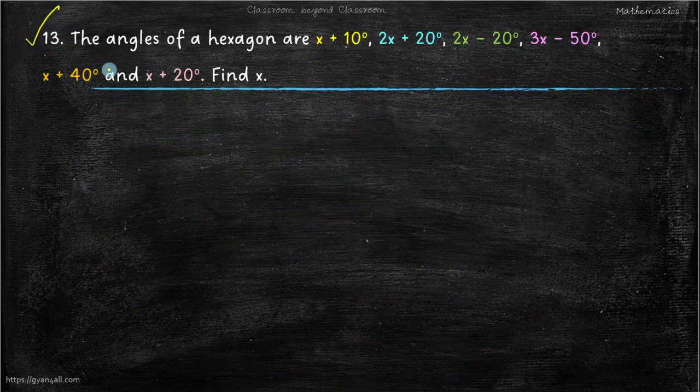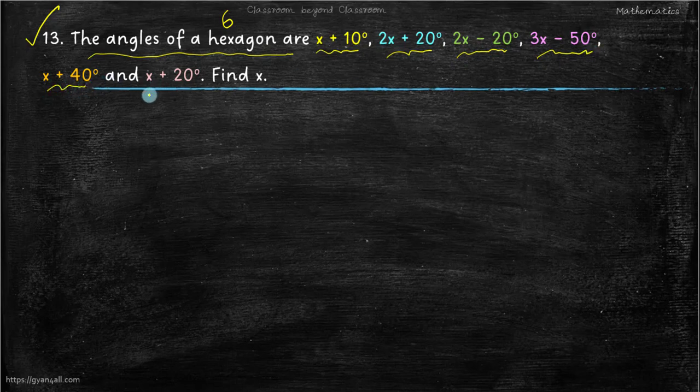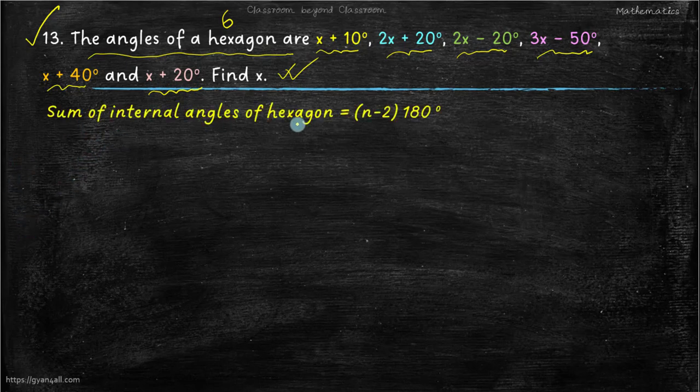Exercise number 13. The angles of a hexagon, n equal to 6, are x plus 10, twice x plus 20, twice x minus 20, thrice x minus 50, x plus 40 and x plus 20 degrees. We have to find the value of x. The sum of the internal angles of a hexagon is equal to n minus 2 into 180 degrees, that is 6 minus 2 multiplied by 180 degrees, and that is equal to 720 degrees, the sum of all angles.